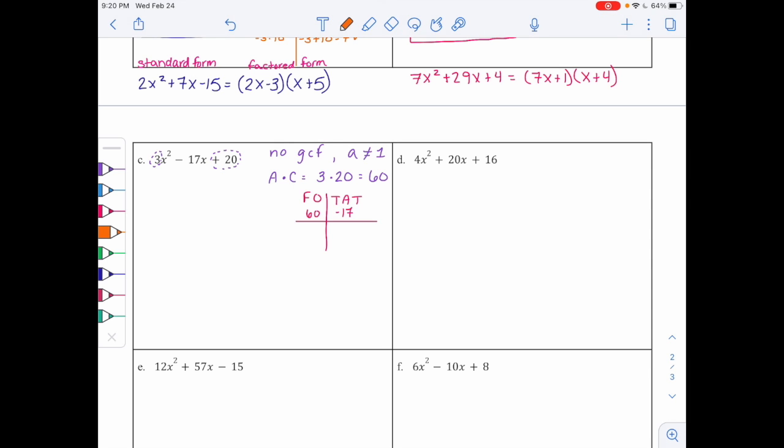Two numbers that multiply to 60, could do 1 and 60. I can do 2 and 30. That won't work. But what if I do 3 times 20? If I add those, oops, I'm multiplying again. 23. I just had a brain fart, guys. So that's not good. I want positive 60. Two negatives would get me negative 23. Let's see.